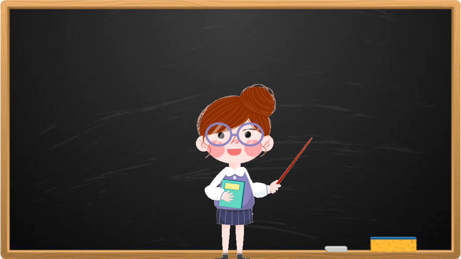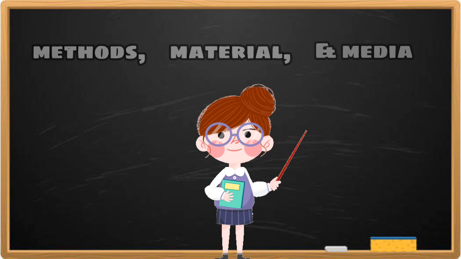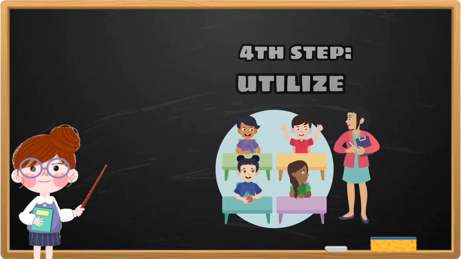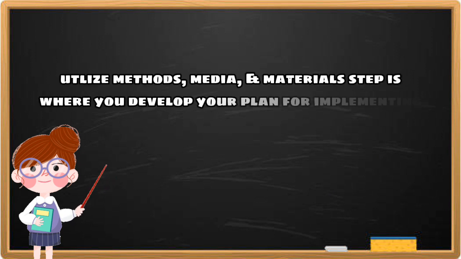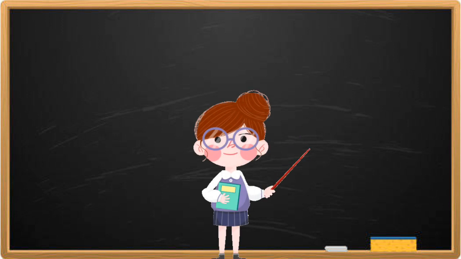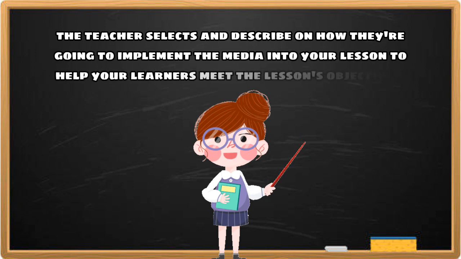After you select the methods, materials, and media that you're going to use in planning instructions, the next step is to utilize them. And that is the fourth essential element of the Assure model. The utilize methods, media, and materials step is where you develop your plan for implementing your media and materials. For each type of media or materials, the teacher selects and describes how they are going to implement the media into the lesson to help learners meet the lesson's objectives.